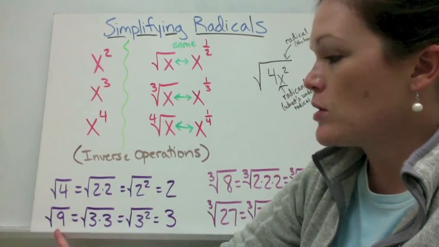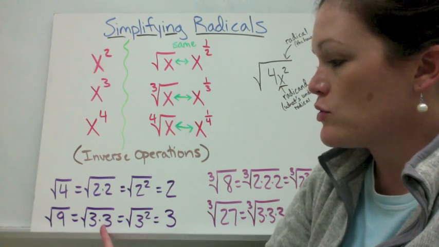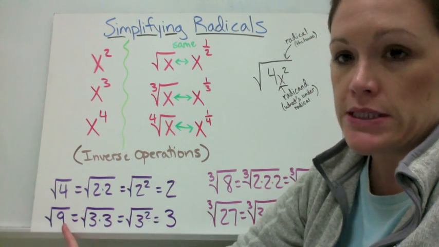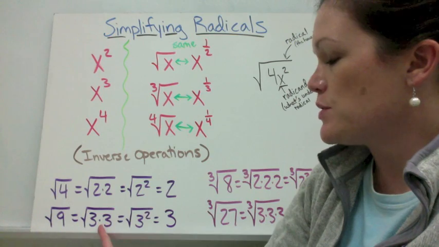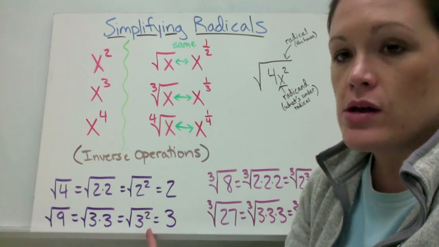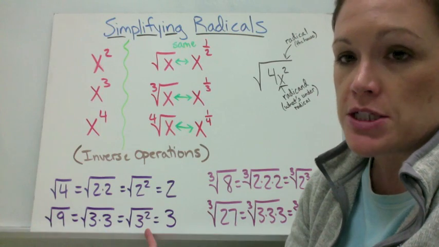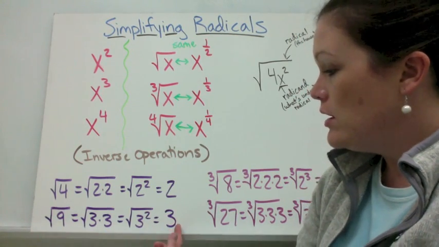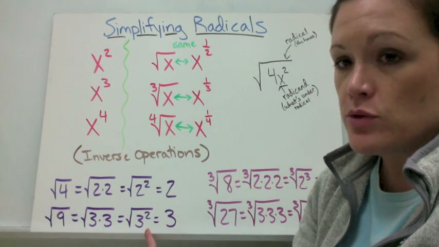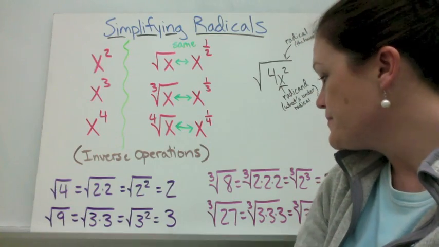The square root of 9 works similarly because you have 3 times 3, which is equivalent to 9. 3 times 3 is the same thing as 3 squared. So if you have the square root of something squared, they're inverse operations. So they cancel each other out, and you would just have the 3. You would have no more radical sign after that.